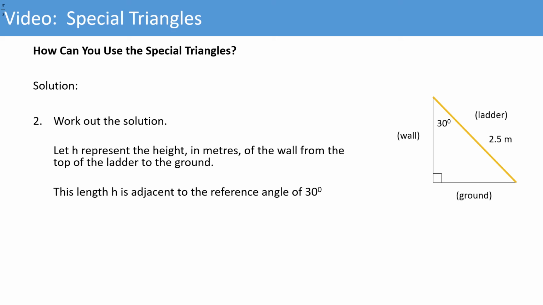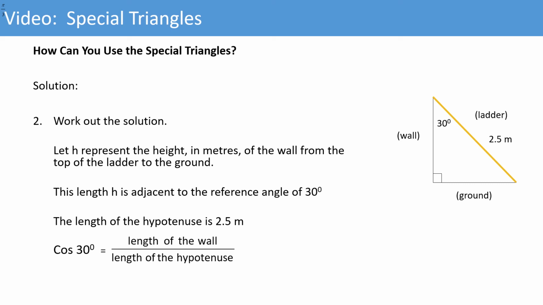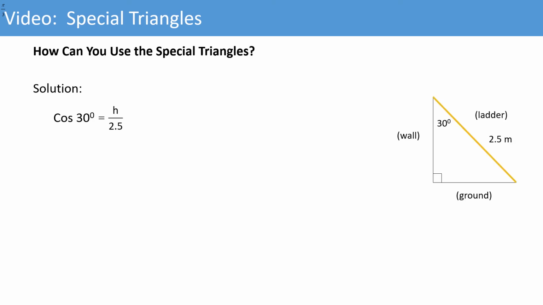Let length h be adjacent to the reference angle of 30 degrees. The length of the hypotenuse is 2.5 meters. So we have adjacent over hypotenuse, which is cos 30 degrees. The length of the wall we said was h, and the length of the hypotenuse is 2.5. Cos of 30 degrees is equal to h divided by 2.5.